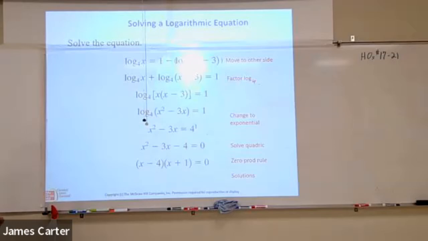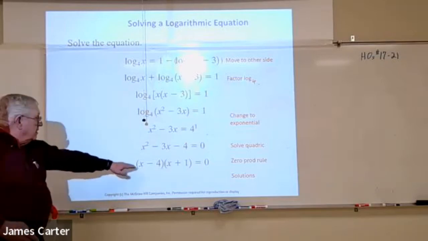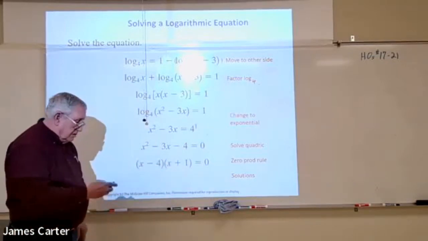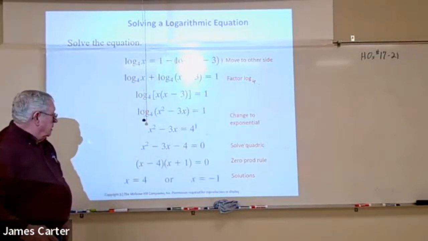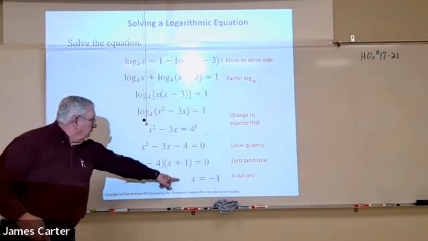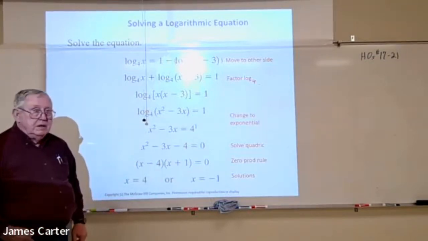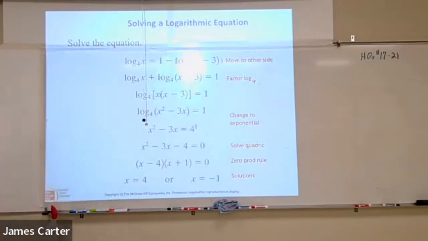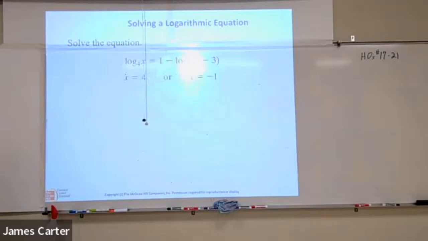It did factor into x minus 4, x plus 1. So we set this equal to 0, set that equal to 0, and we get positive 4 and negative 1. So there are 2 different answers that can be solutions. We need to check them and make sure that they both work. This is just showing again the 2 possible solutions.